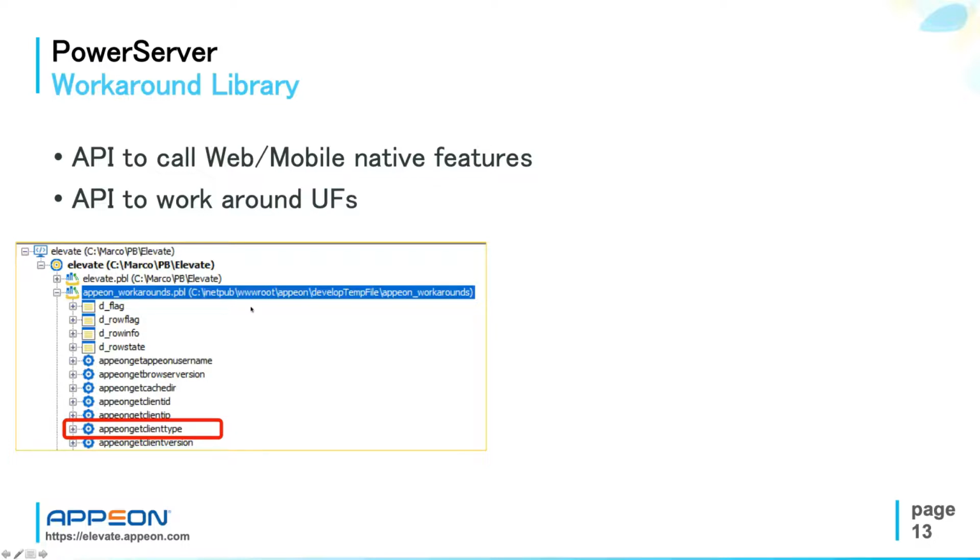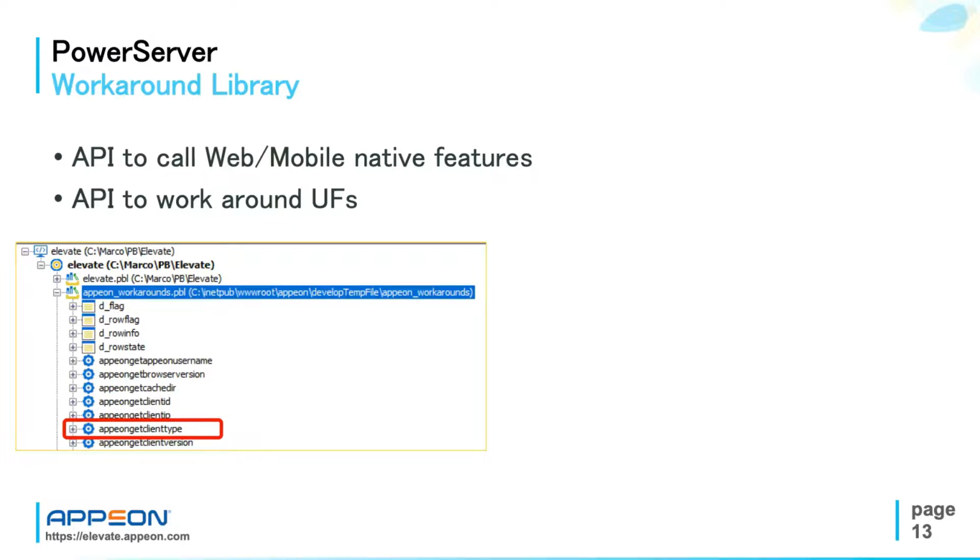Here in this picture you see the workaround library. It's a PBL which is included in the current project. And the workaround library allows you, for example, to detect where the code is running, the type of your client. So there is no need to maintain multiple projects, code in multiple languages, or get tangled in low-level technicality if you develop for web rather than mobile.